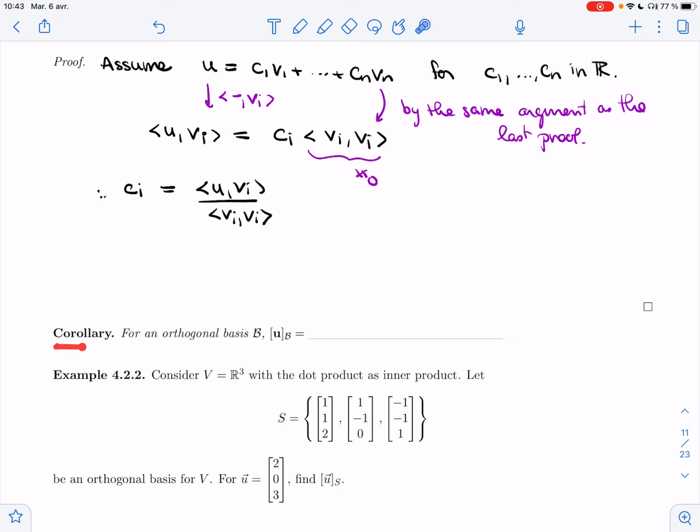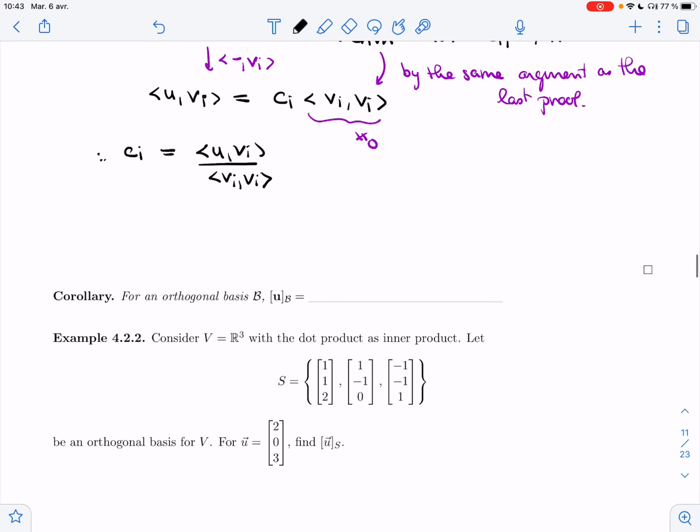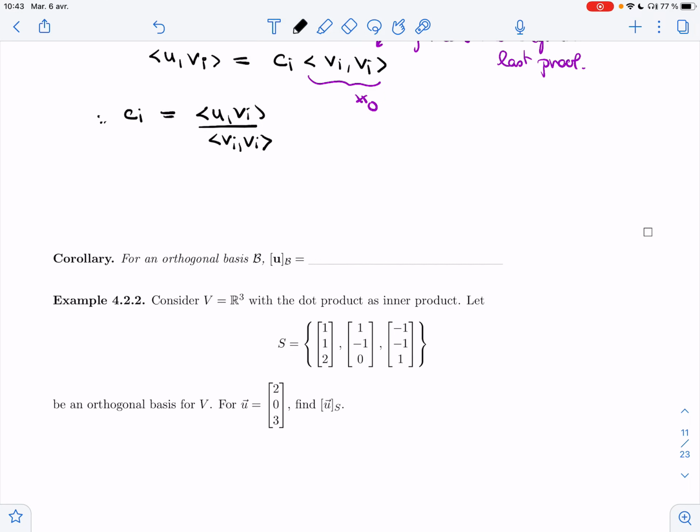And it actually gives us a corollary for any orthogonal basis. If you want to know what the coordinate vector for an element U is, all you have to do is take a bunch of dot products. So it's going to be U dot V1 over V1 dot V1, then U dot V2 over V2 dot V2, up to U dot Vn over Vn dot Vn.